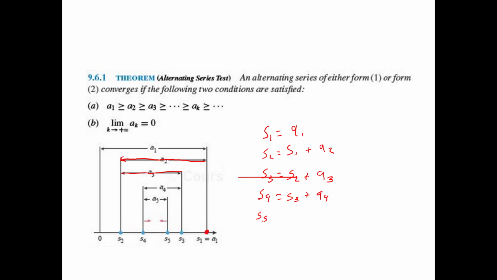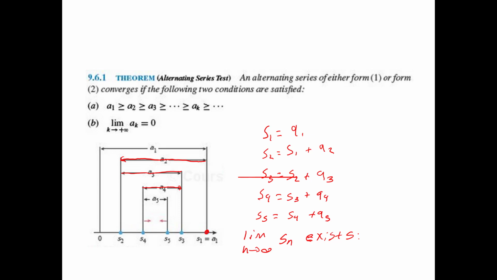And then we'll do one more. S5 will just be S4 plus A5. And again, as you bounce now back to the right, you don't go back as far as you came to the left, and you're just going to keep bouncing back and forth. You can see geometrically that you're going to be getting closer and closer to one specific number, and so then the limit of the sequence of partial sums, the limit as n goes off to infinity of the S sub n's, will exist. That's not a formal proof, that's relying on this picture, but that builds some intuition, and that's good enough.